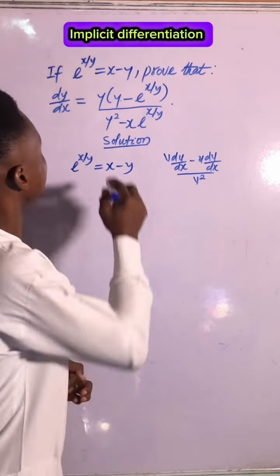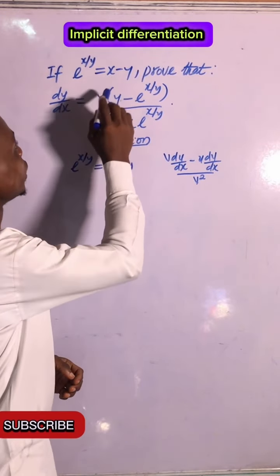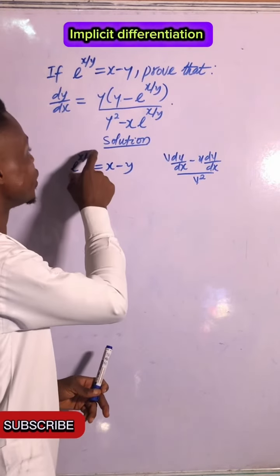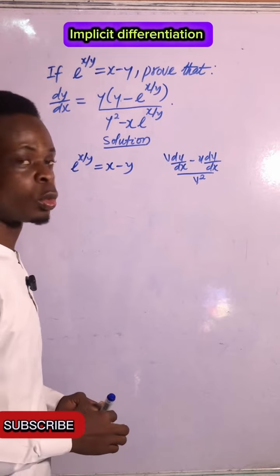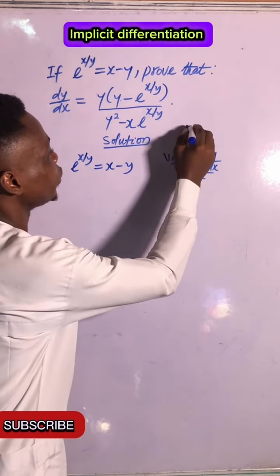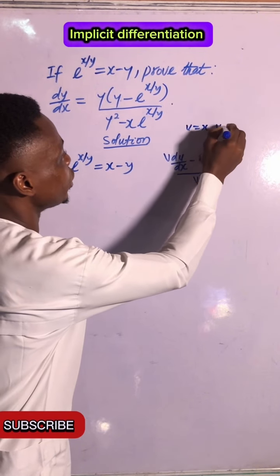Let's prove that if this equal to this, then dy/dx equal to this. Now we're going to solve this using the shortcut formula for the quotient rule. And by doing that, we let u equal to x, and v equal to y.